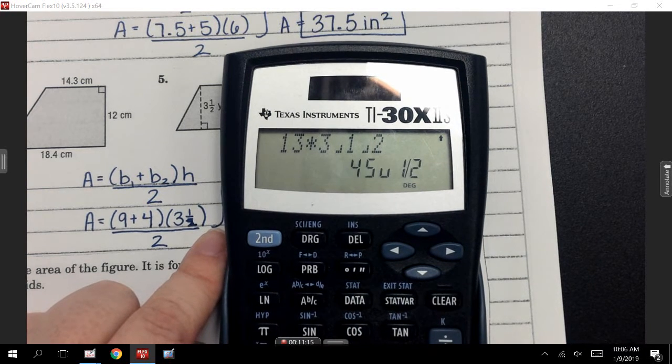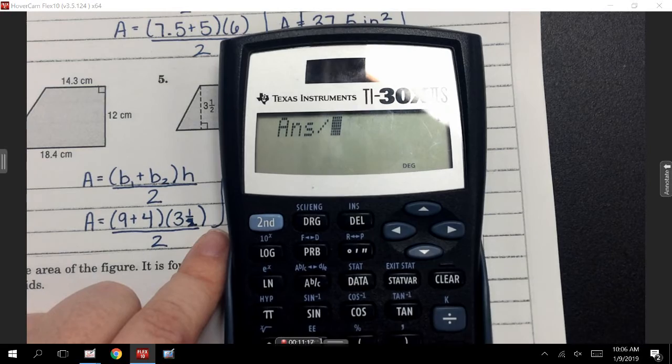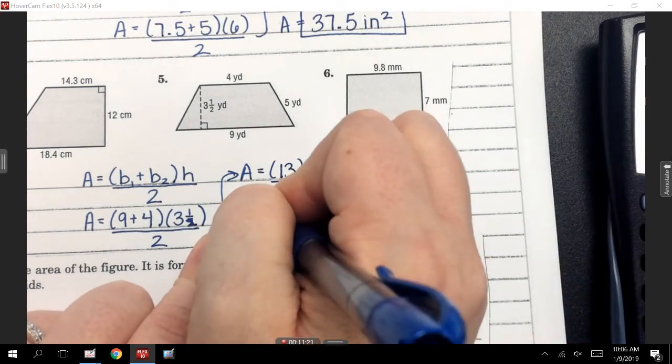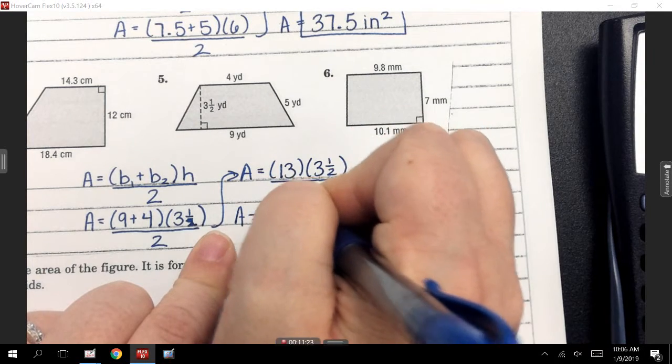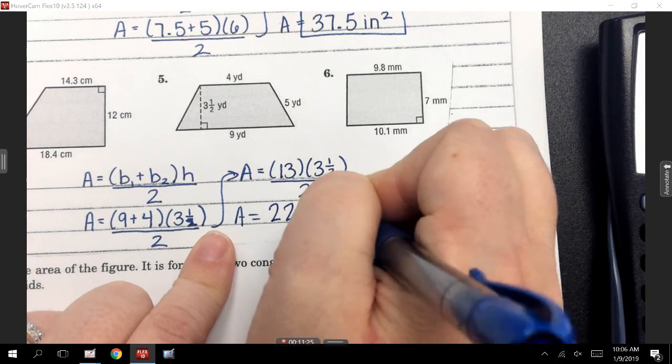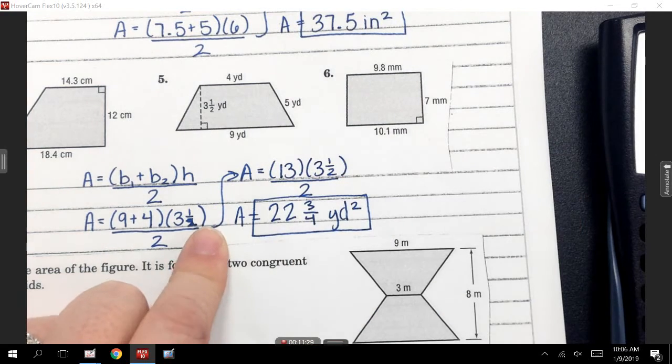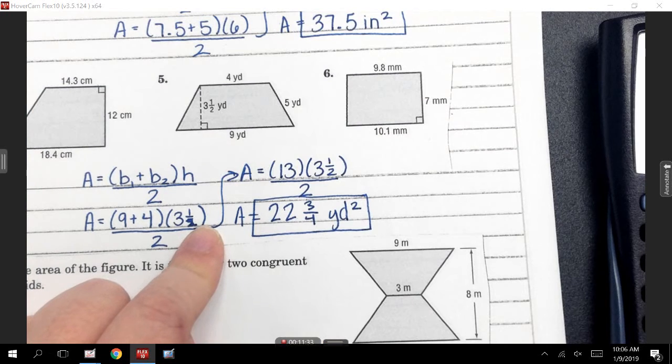That gives me that 45.5, but we still have to hit divide by 2 and push enter again, and we get 22 and 3/4 yards squared. Please make sure, guys, if you do not get that in your calculator, let's look at it because you're typing in your fraction wrong maybe. And I want to make sure we know how to do those fractions. Okay.